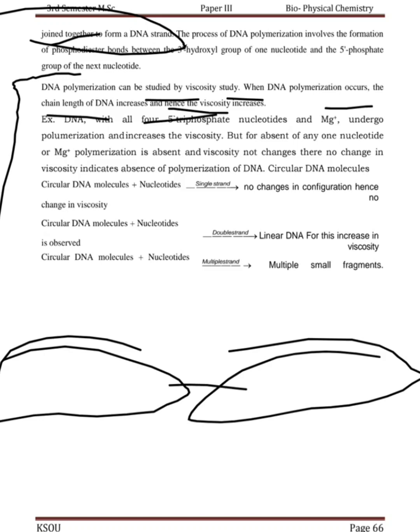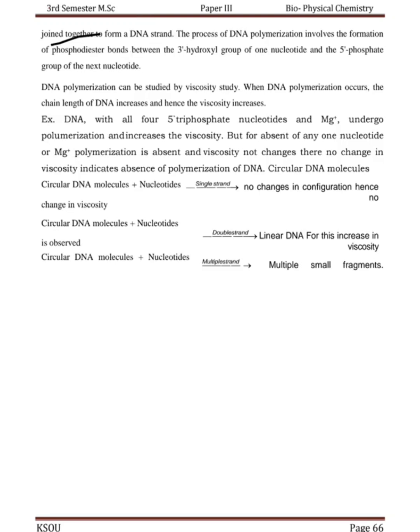So if there is no change in the viscosity, it indicates absence of polymerization of DNA. When there is no change in viscosity, there is no polymerization taking place in the DNA. So for example, here they are given three types of DNA reactions taking place. See, in the first one, circular DNA molecule plus nucleotide, no change in configuration equals no change in viscosity.